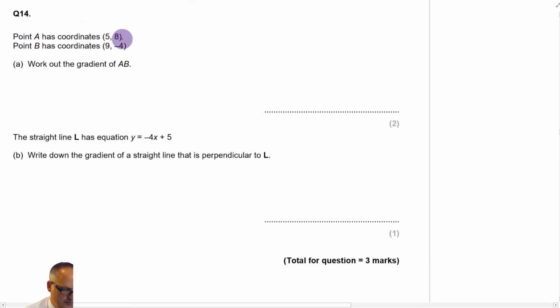Point A has coordinates (5, 8), and point B has coordinates (9, -4). Work out the gradient of AB. So let's do it this way. Change in y over change in x is what we're looking for.